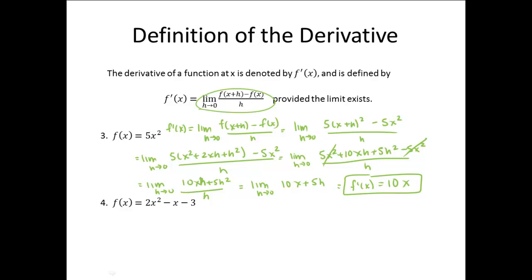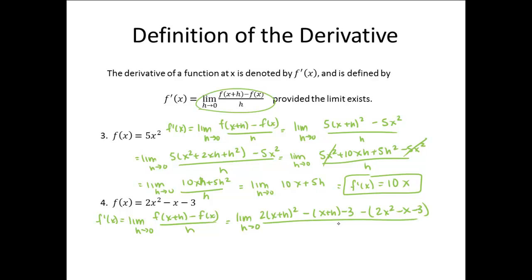All right, we've got one more, and I might end up going on to the next slide depending on how large I write here, but we'll do our best to get it on here. So I'm going to start with my definition. F prime of x equals the limit as h approaches 0 of f of x plus h minus f of x all over h equals the limit as h approaches 0 of 2 times x plus h squared minus, in parentheses, x plus h minus 3 minus big parentheses 2x squared minus x minus 3 all over h.